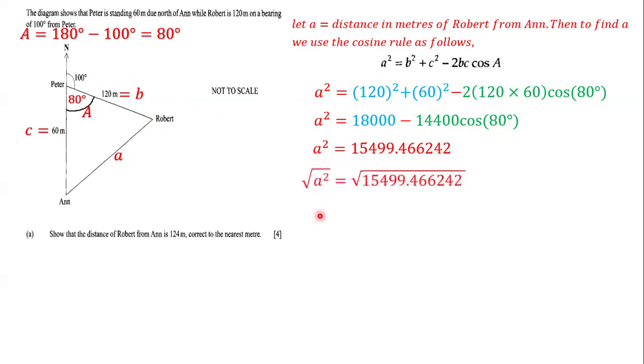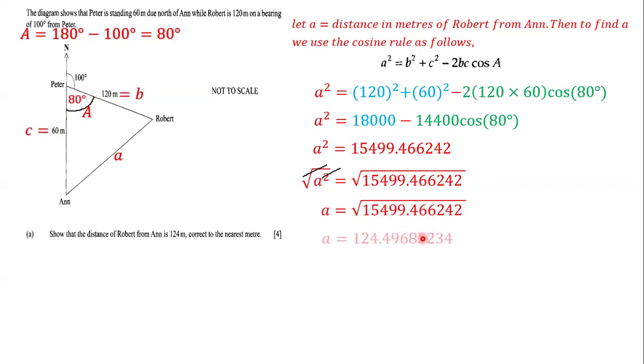So next we're going to take the square root of both sides. If we do that, let me show you. If we take the square root of both sides, then the square root cancels out with this power. So let me show that again. This root will cancel out with the power, and that means we'll be just left with a. So a is equal to the square root of 15,499.466242. Now, what is the square root of this number at the bottom?